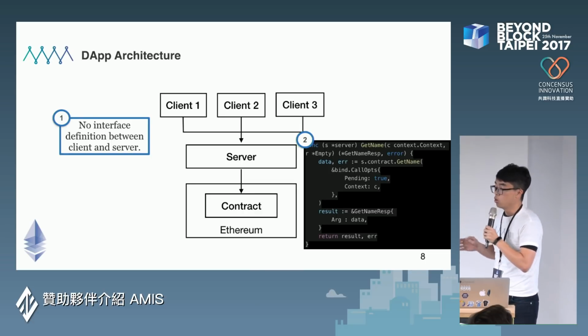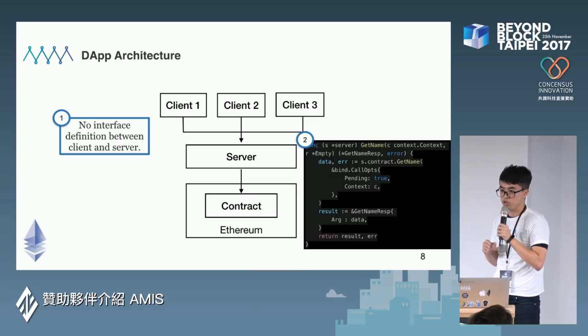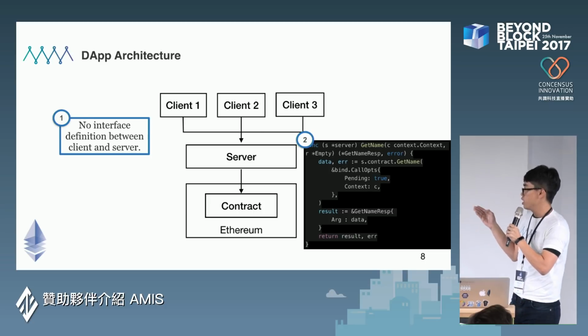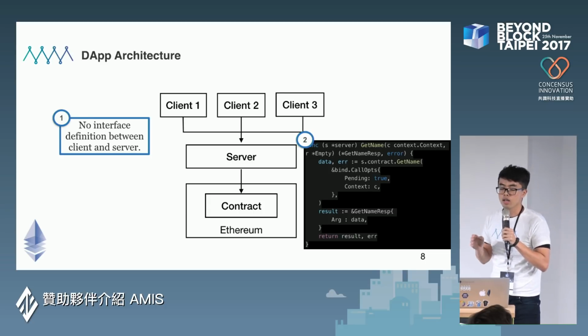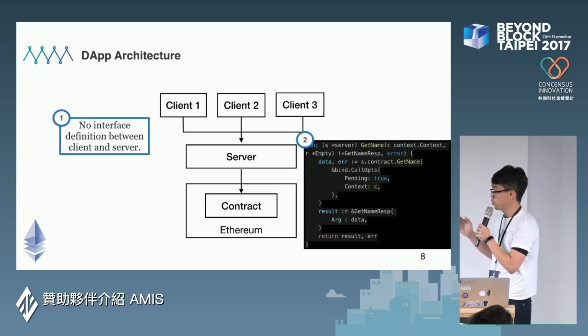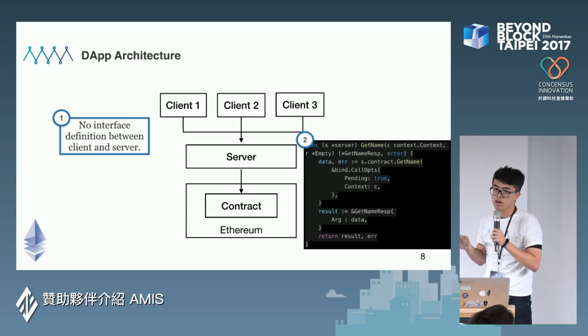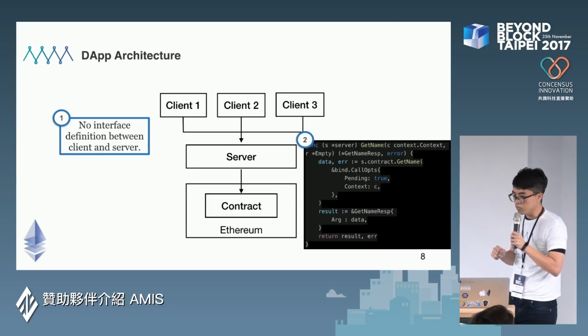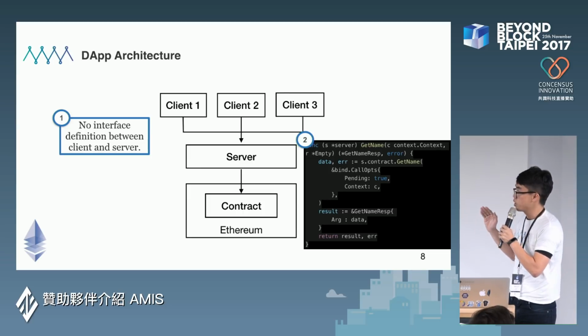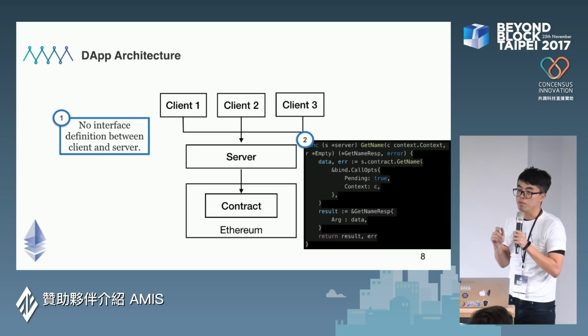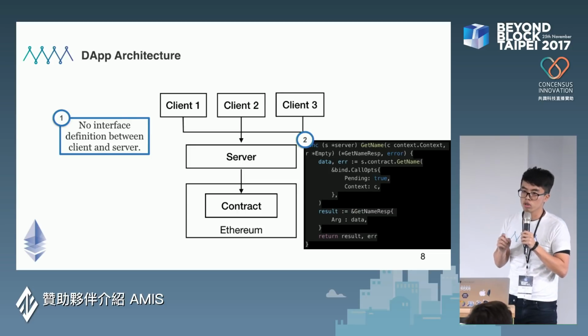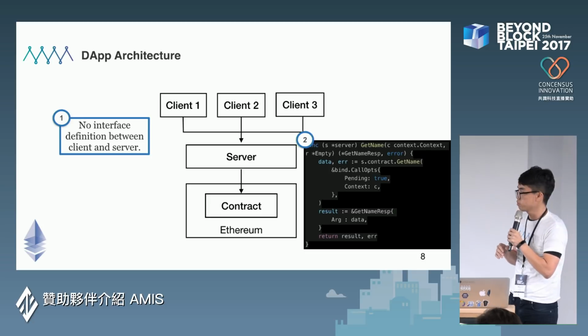For the second one, we propose a new dApp architecture. The figure here is the traditional dApp architecture. The client can communicate with contracts through the server, but there are some weaknesses in this architecture. First, there is no interface defined between the client and the server. It means it's hard to work cross-platform and across languages.